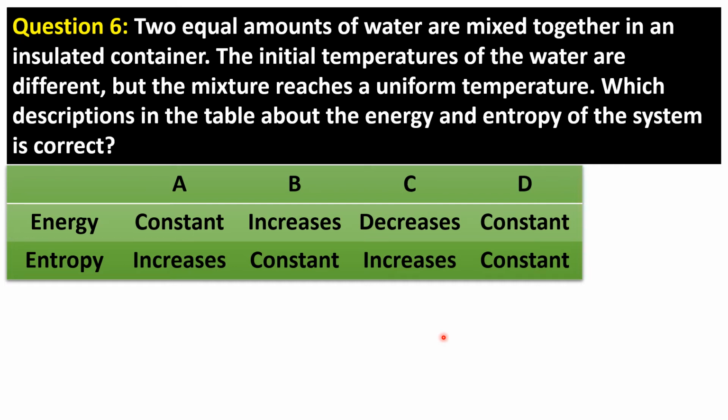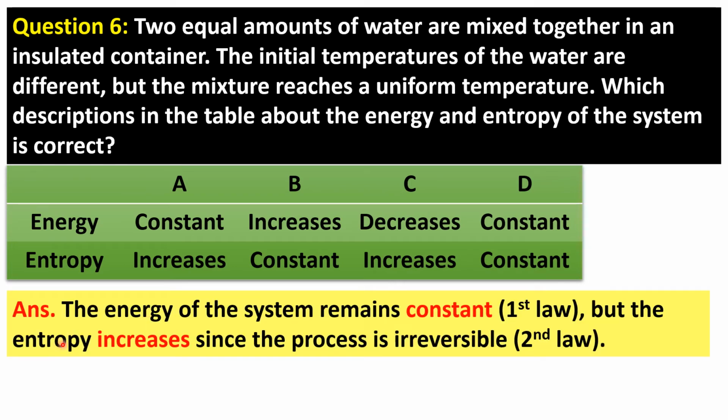So the answer is, the energy of the system remains constant. And this is supported by the first law of thermodynamics, that the amount of energy before and after any given process or event must always be kept constant. But the entropy increases since we consider the process described in the question to be irreversible. That now falls under the second law.